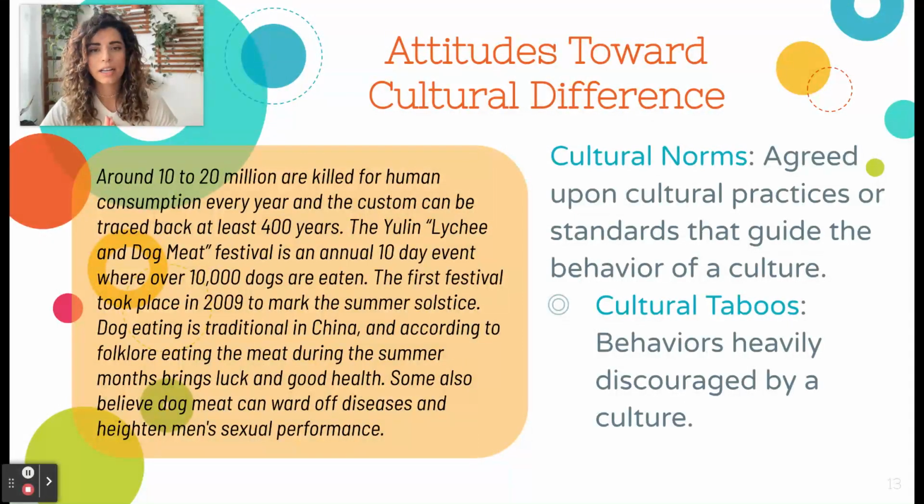So, for attitudes toward cultural differences, this idea of cultural norms is what people see as normal. And it has to do with their agreed upon cultural practices or standards that guide their behavior within that culture. And that is something that can change over time. That's something that changes over space. So we see different cultural norms within different cultural contexts.